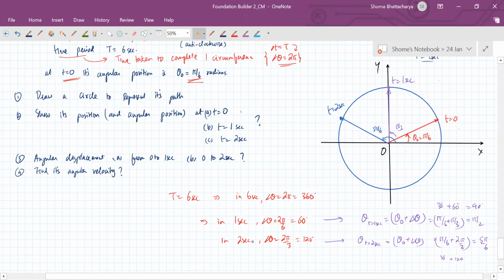So you see, we found out the position at 0, 1 and 2 seconds, and we found out the angular displacement from 0 to 1 second. That is this. This is the angular displacement from 0 to 1 second, and this is the angular displacement from 0 to 2 seconds. This is our second part. So that's the first part. This is the second part. This is the third part.